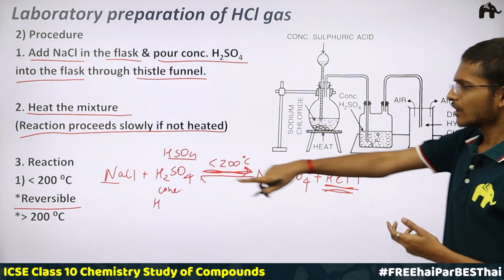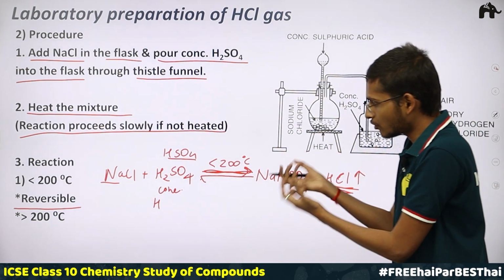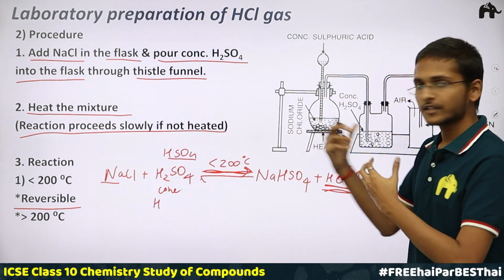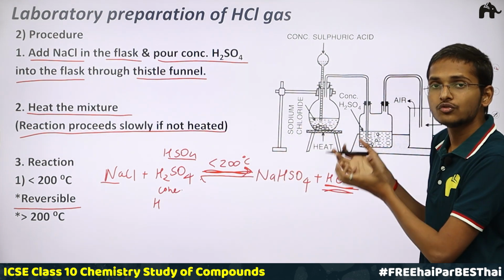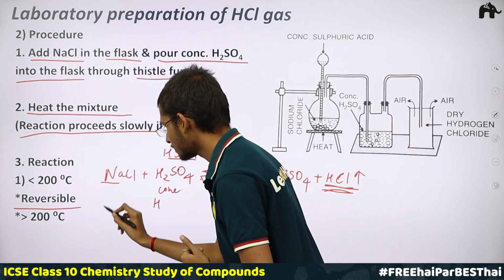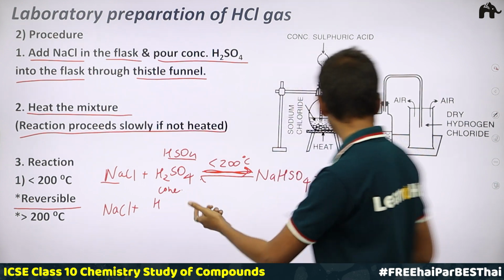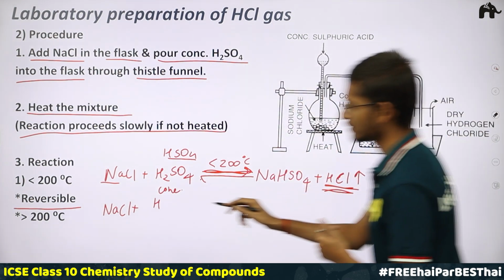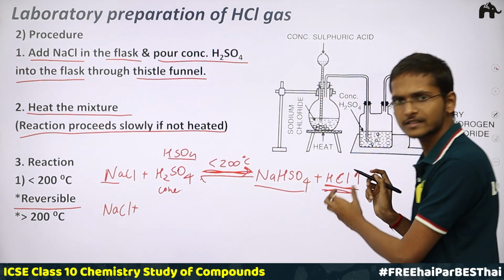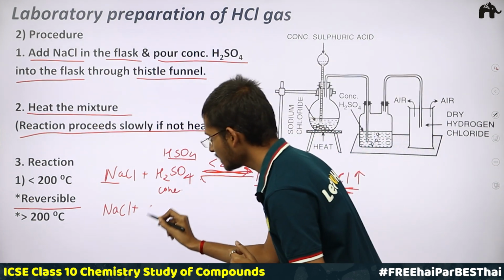Now, what would happen when I increase the temperature to more than 200 degrees Celsius? First it was less than 200 degrees Celsius, and now I have increased it to more than 200 degrees Celsius. This HCl is gone, but we still have this NaHSO4 in the mixture.